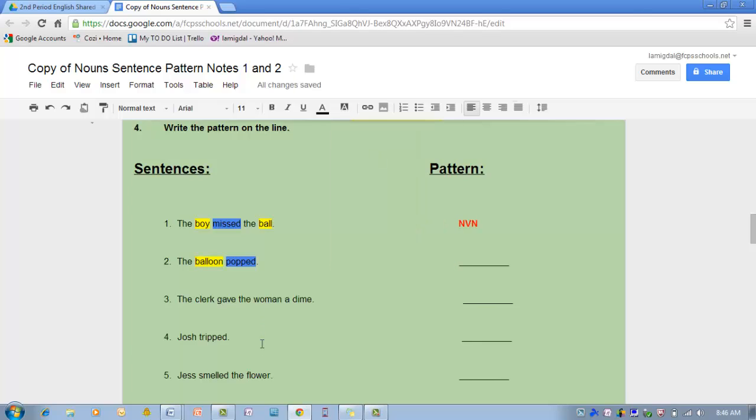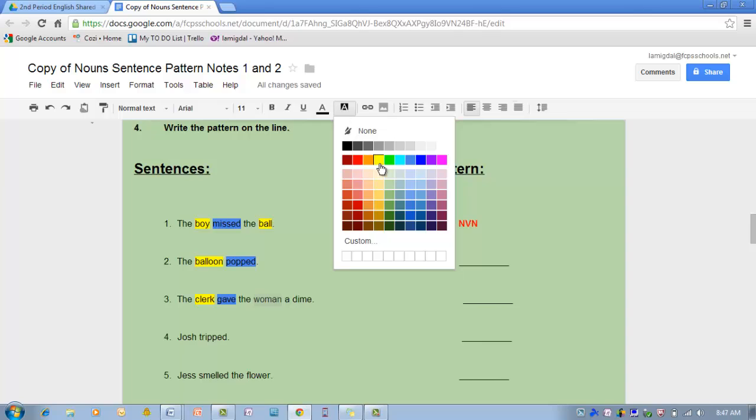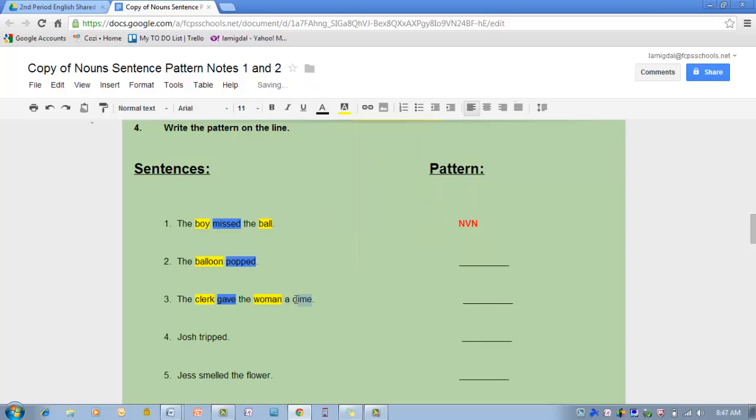The clerk gave the woman a dime. Gave is your verb. Go in front of it, and clerk, who is a person who works at a store, is yellow. And behind it we have woman, a noun. It's a person, right? And we gave her a dime. That's another noun. So we have noun, verb, noun, noun. Oh, we forgot this one. So this is noun, verb. And this one is noun, verb, noun, noun.